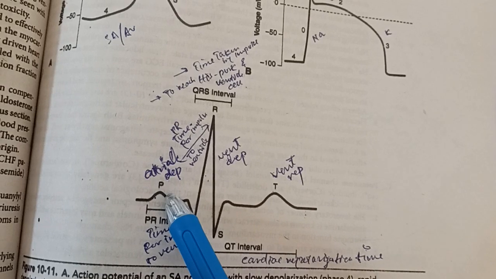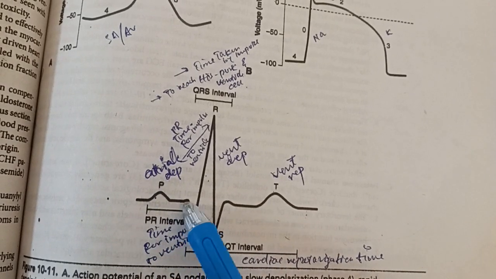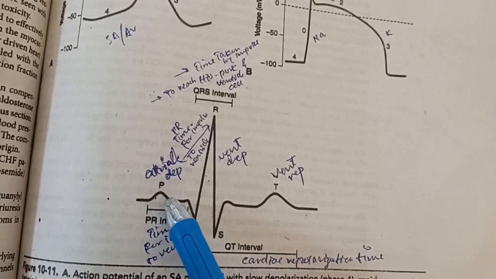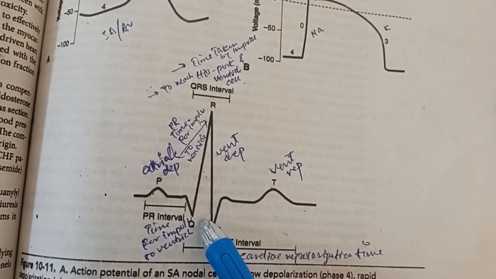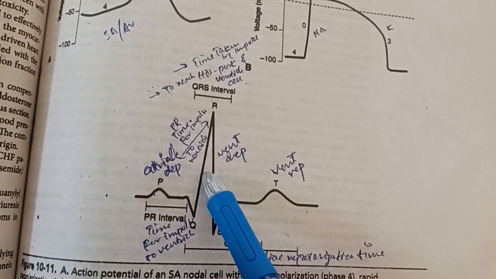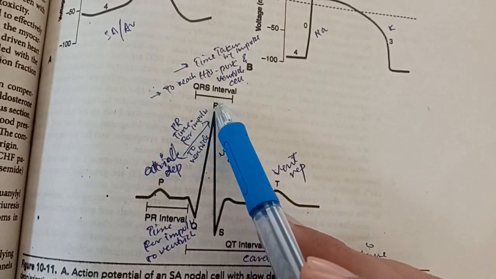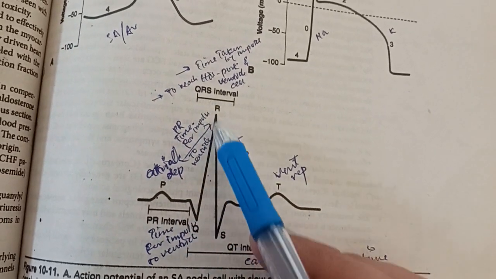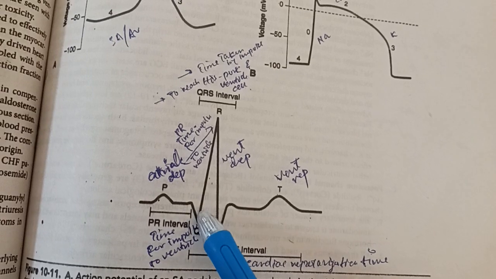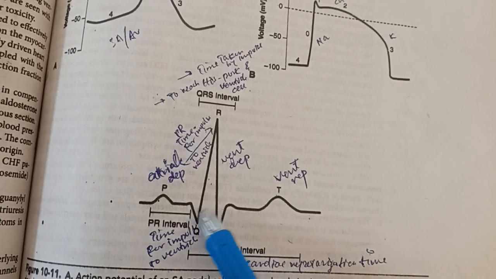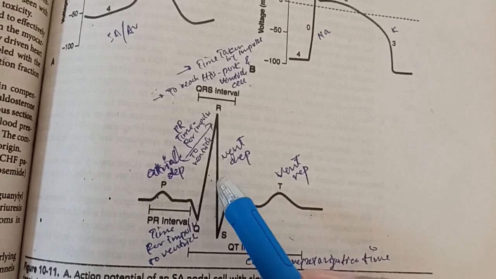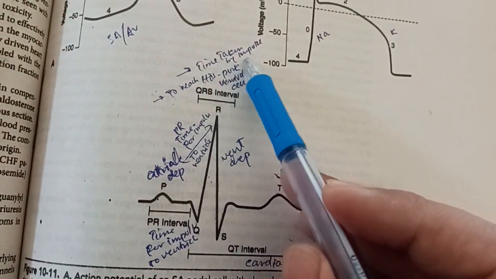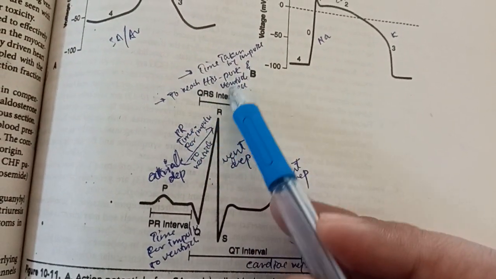So the P wave is depolarization, and the PR interval is the time the impulse flows towards the ventricle. The QRS complex tells us about ventricular depolarization, and the QRS interval, from Q to S, tells us about the time taken by the impulse to reach the His and Purkinje fibers.